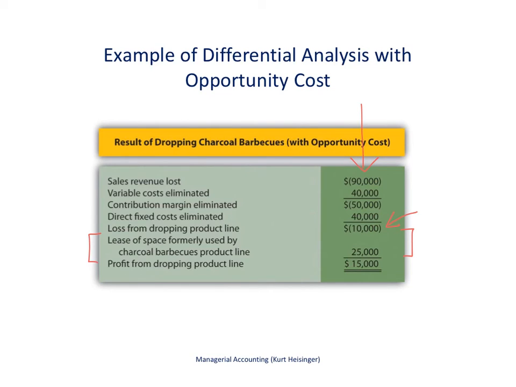Here we introduced the idea that, well, if we drop the charcoal barbecue product line, we can use that space or lease that space to somebody else for $25,000. That's the opportunity cost if we keep the charcoal barbecue product line. So we're working that into this analysis, and what you see is if we can lease that space for $25,000, but we lose $10,000 by dropping the charcoal barbecue, then we probably would opt to lease that space for $25,000 because it would result in profit actually going up $15,000. So that's how we work opportunity cost into the analysis.